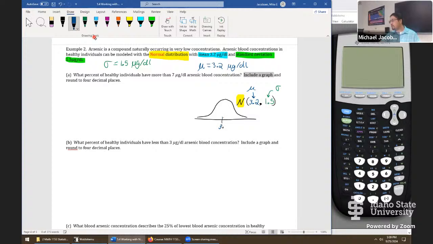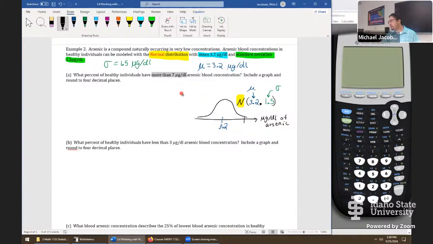So 3.2, that's the mean so far in the center. And now, well, we included a graph. Let's go back to this part. We want to know what percent of healthy individuals have more than 7 micrograms per deciliter. Let's put here, this is micrograms per deciliter of arsenic, the blood arsenic concentration rather.